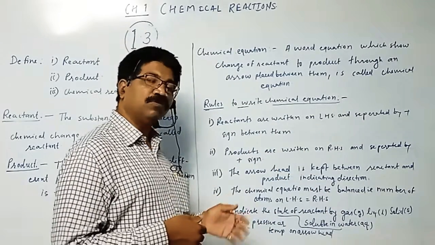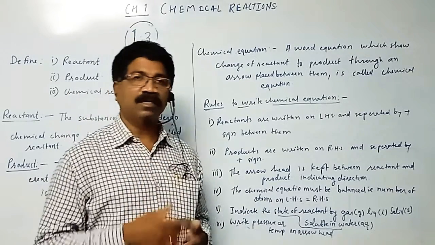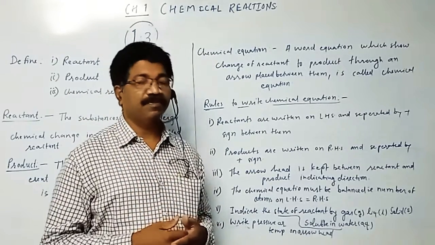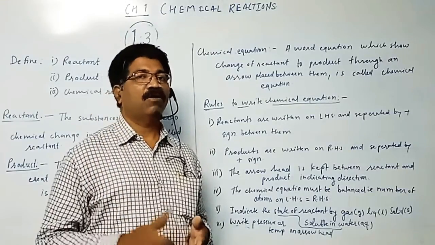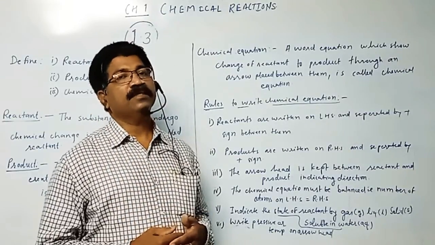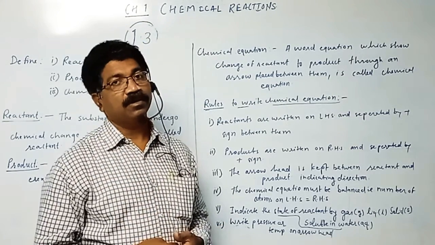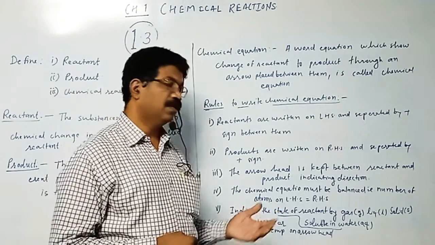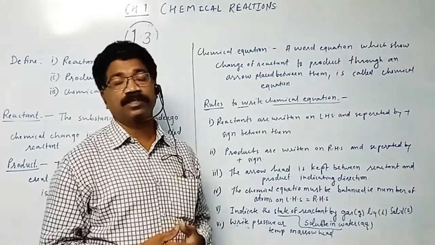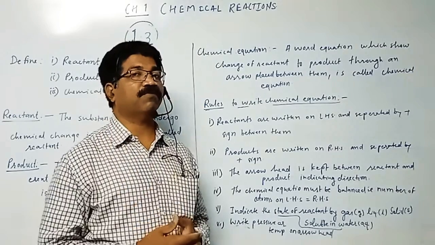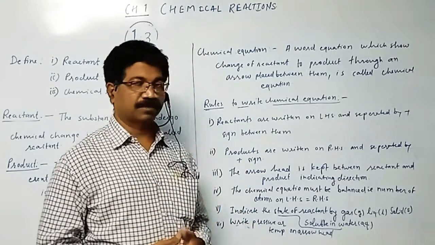Then you have to indicate the state of the reactant. Solid state you indicate by S, liquid state by L, gaseous state by G or an upward arrow. Then if a precipitate is formed, we indicate it by a downward arrow. If the reactant or product is dissolved in water, you have to write AQ for aqueous. That means the reactant or product is dissolved in water.